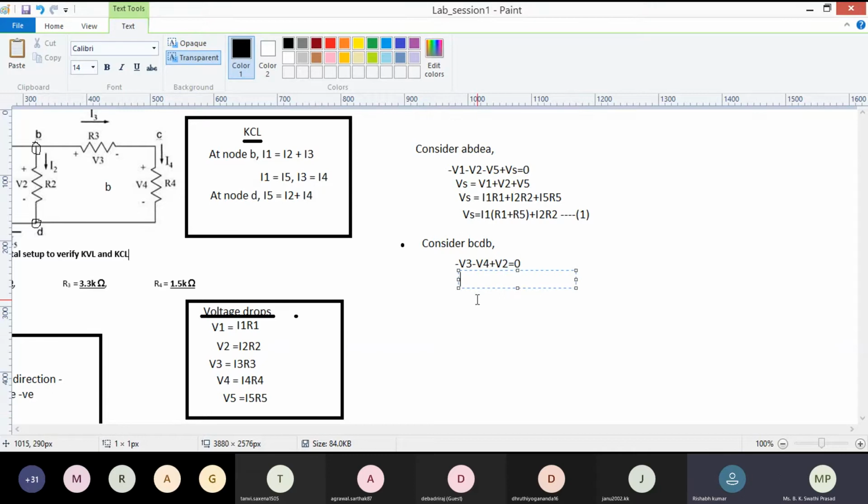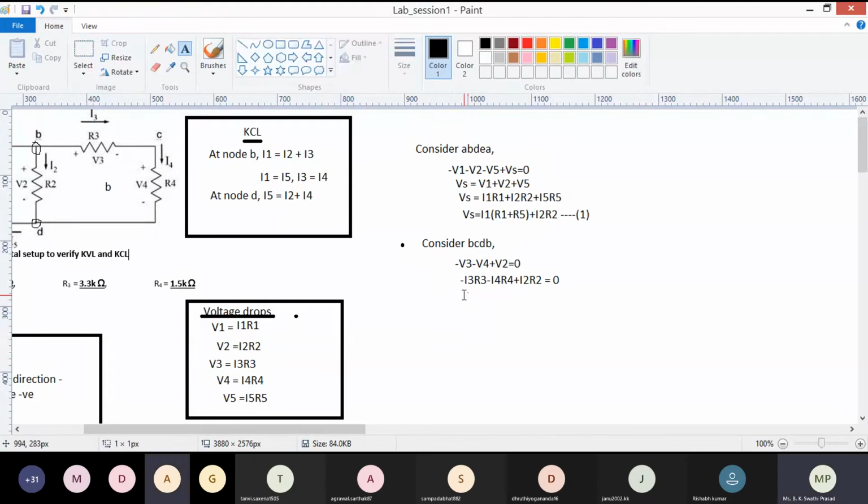Okay. So now you tell me, how do I write this? Minus V3 minus V4 plus V2. Let us give the right hand value as 0 only, because we don't have any voltages applied here, correct? So can you substitute what is V3 now? Minus I3 R3, minus what is V4? I4 R4, plus what is V2? I2 R2, equals 0. Any doubts here? No, ma'am.